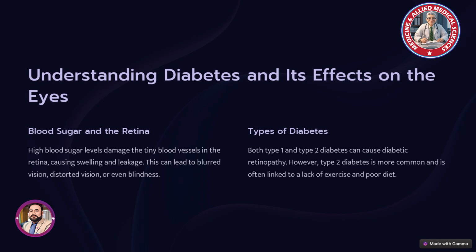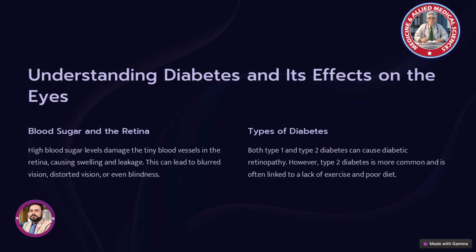4. Retinal ischemia and fibrosis. Prolonged ischemia, lack of oxygen, in the retina can trigger fibrotic tissue formation, leading to the development of scar tissue that can distort the retina, further impairing vision.